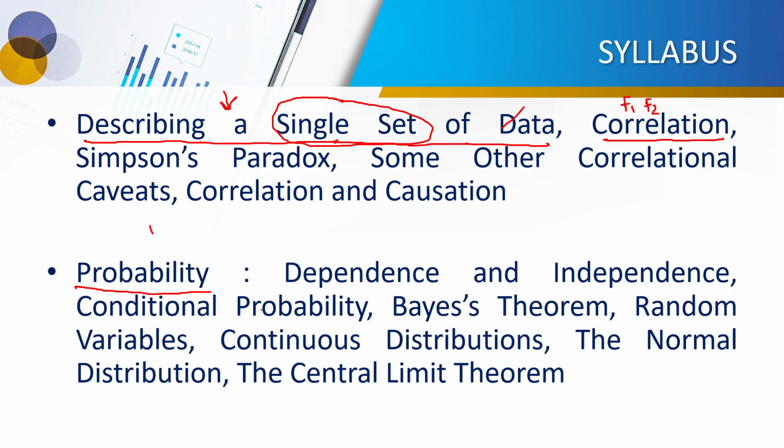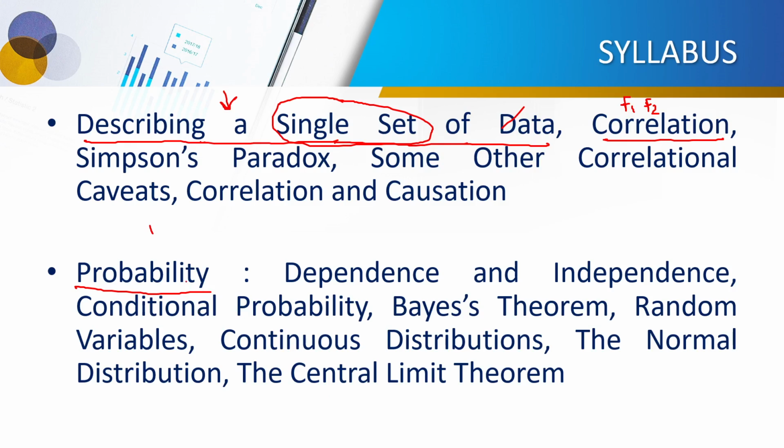So here we have to deal with dependent and independent variables. What is conditional probability? What is the Bayes theorem based on that? Which random variables are we using? Then we have some distributions. What is the continuous distribution out of that? What is the normal distribution? And lastly we are going to deal with the central limit theorem. So in this way we have the contents related to this unit.